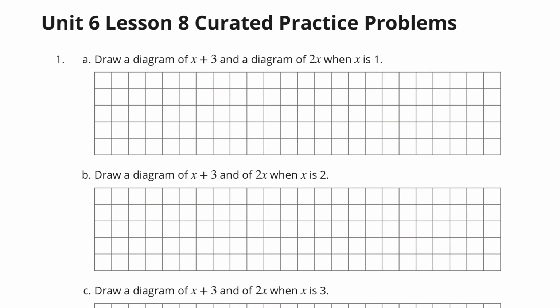We're first going to draw a diagram of x plus 3 and a diagram of 2x when x is 1. So we're going to take up one spot for that x now. And so here's our x, and then our plus 3, 1, 2, 3, is there. And so it looks like our x plus 3, when x equals 1, has a value of 4.